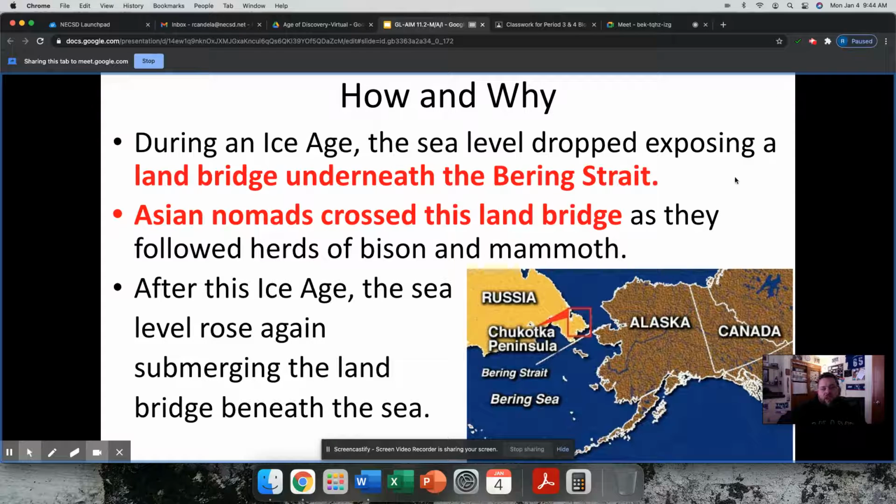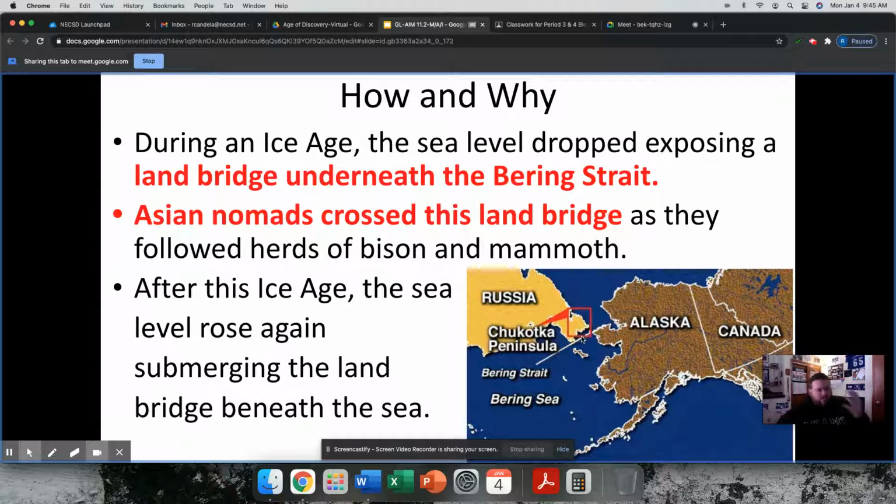So for those of you that are not aware, this space between Russia and Alaska is called the Bering Strait. And many, many moons ago, thousands upon thousands of years ago, there was an ice age, and the sea levels were much lower at the time. It exposed a land bridge between Russia and Alaska, and more than likely, Asian nomadic people, Paleolithic people, were chasing food sources across this land bridge, and that brought them into North America.